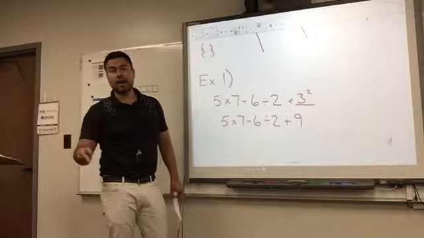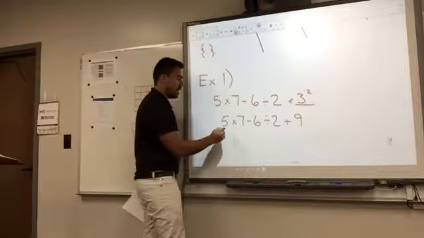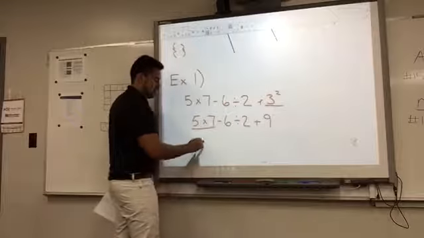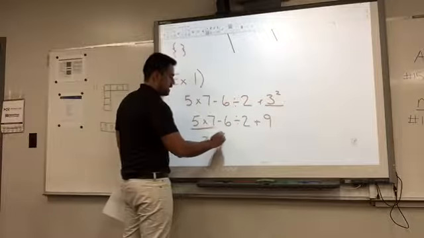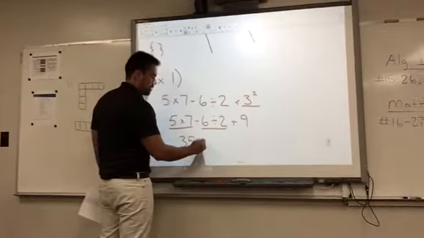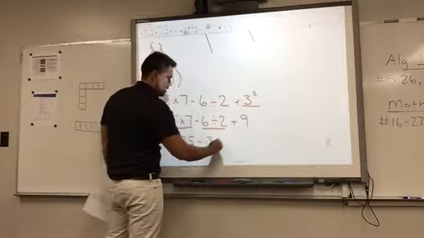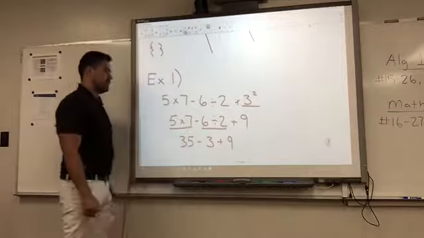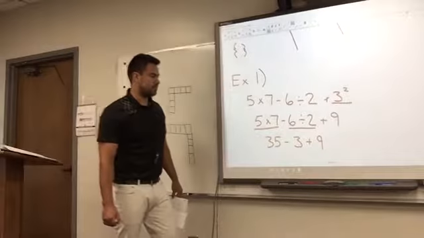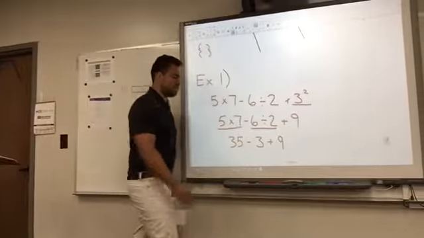Next step. We're done with exponents, so the next step is what? Multiply or divide left to right. So here we have 5 times 7 equals 35. Good. And then 6 divided by 2 equals 3. And then we have plus 9 at the end. Not too bad so far.